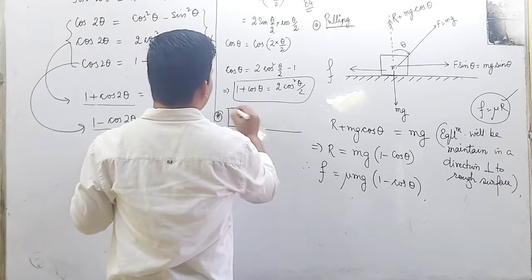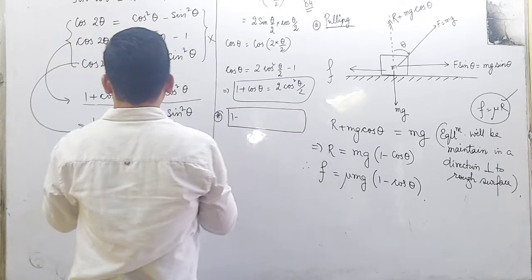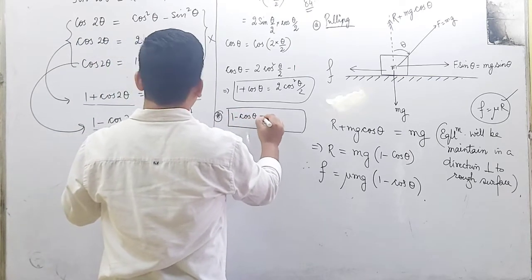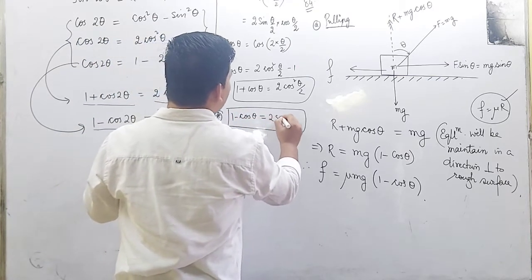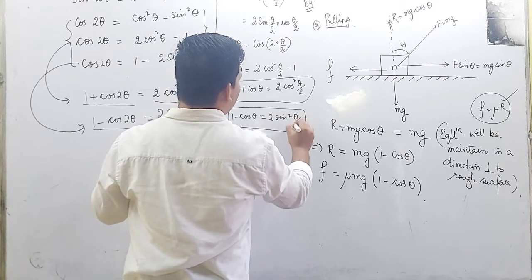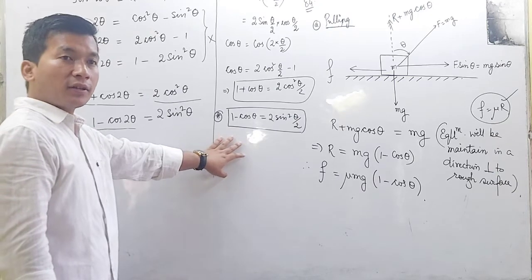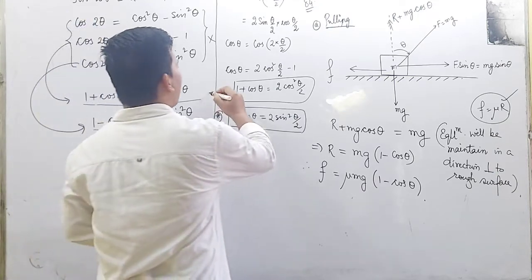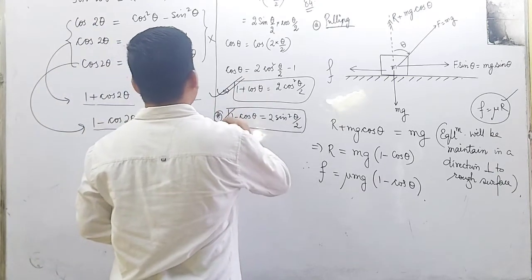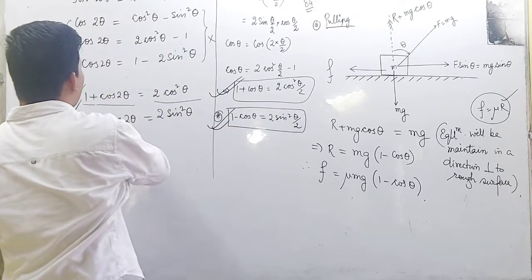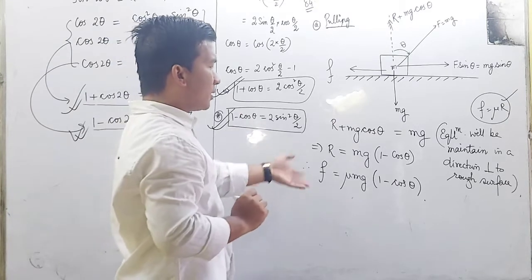1 minus, instead of cos 2 theta, we have to write only this: 1 minus cos of theta is equal to 2 times sin square theta by 2. Understood? Basically, you have to remember this, or remember this one. Exam you in this now.